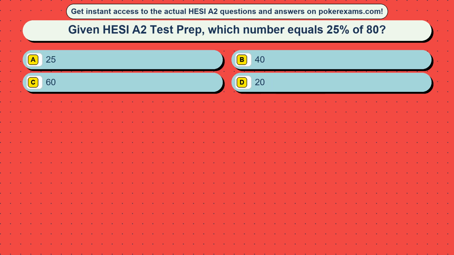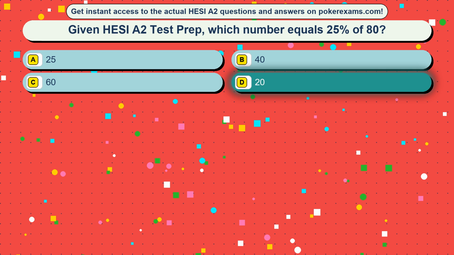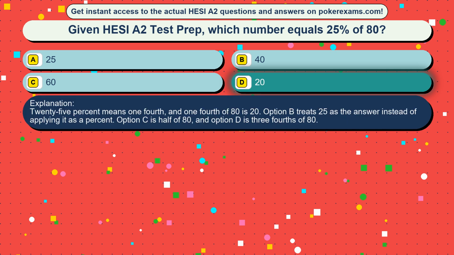Question 38. Given HESI A2 Test Prep, which number equals 25% of 80? Option A, 25. Option B, 40. Option C, 60. Option D, 20. The correct answer is option D, 20. 25% means 1/4, and 1/4 of 80 is 20. Option B treats 25 as the answer instead of applying it as a percent. Option C is half of 80, and option D is 3/4 of 80.